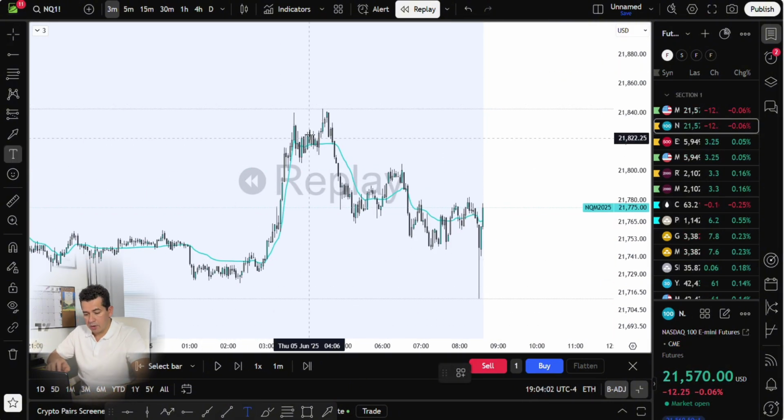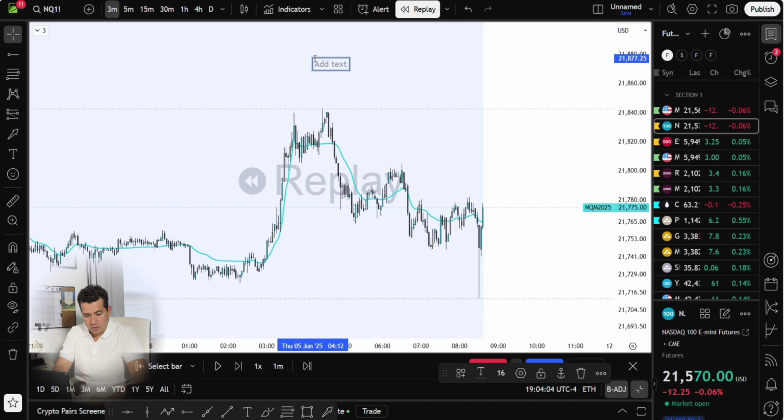Write down liquidity. What is liquidity? So what is liquidity? It's money in the form of people's stop loss.